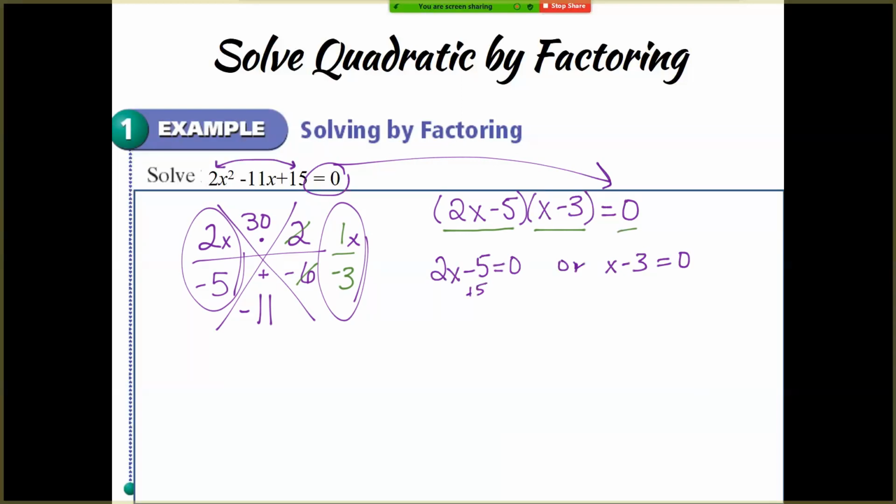So add 5, 2x equals 5, divide by 2. The second one's just add 3, and x equals 3. So in this case, we had 2 solutions, which means this parabola, if I made you graph it, would cross your x-axis 2 times. It would cross at 5 halves, which is 2.5, and it would also cross at 3.